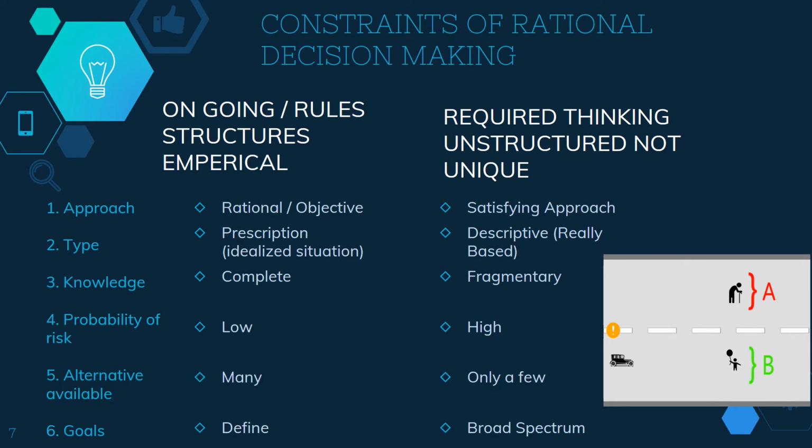Try to look at the comparison of structured and unstructured decision making: the approach, type, knowledge, probability risk, alternatives available, and goals.